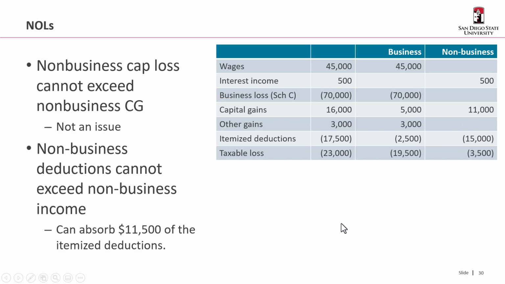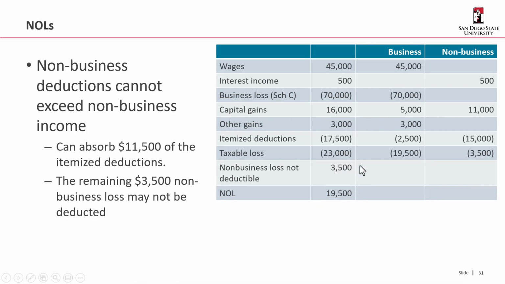Okay, so recall that non-business deductions cannot exceed non-business income. So when we look at our non-business deductions, $15,000, they exceed our income by $3,500. So what that means is we need to take that $3,500 and add it back to our taxable income, which gives us an NOL of $19,500, which generally speaking will agree to the business NOL. Notice they are the same.